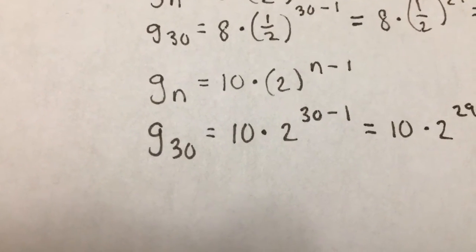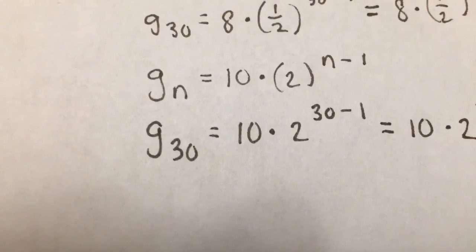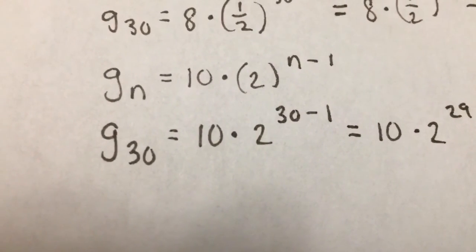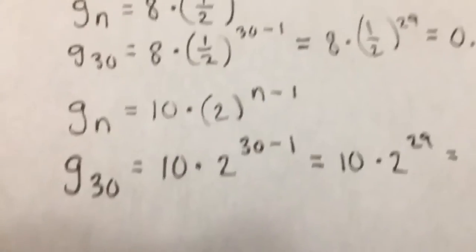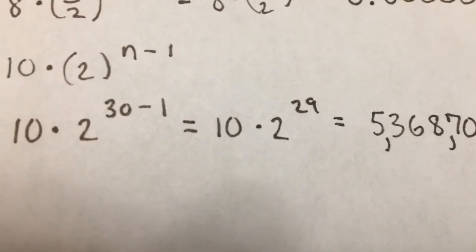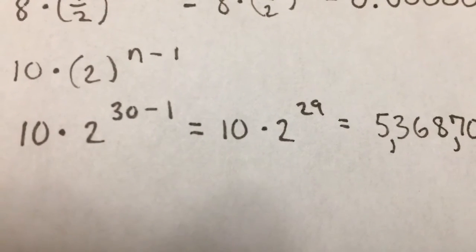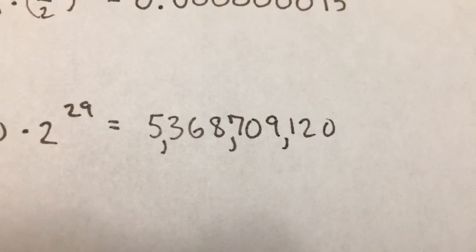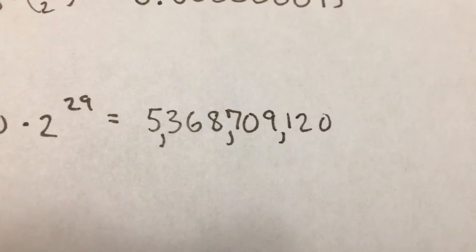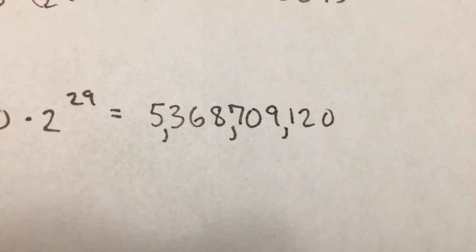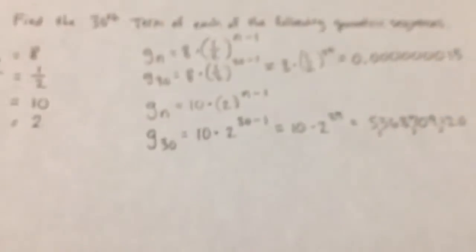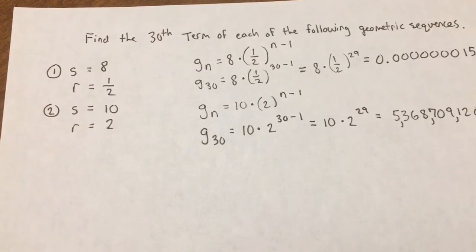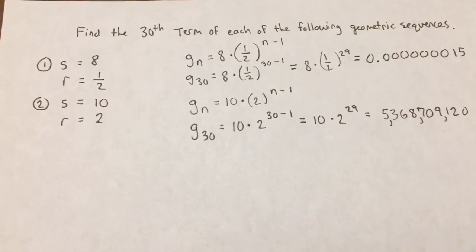If you've set the problem up correctly, this is what your work should look like. The 30th term would equal 10 times 2 raised to the 30 minus 1 power. Or if you simplify that down, that's the same thing as 10 times 2 to the 29th power, which works out to this value: 5,368,709,120.